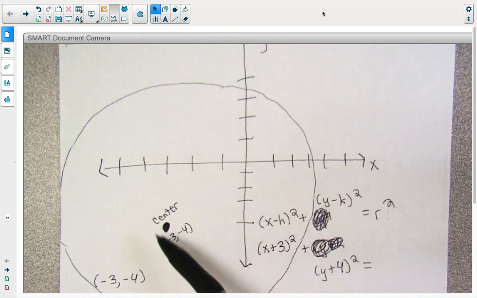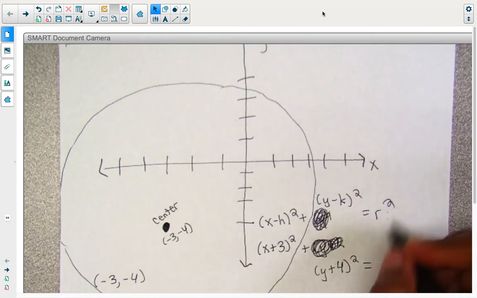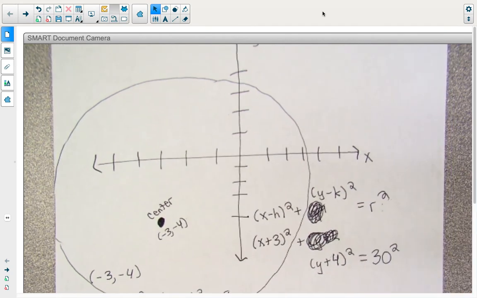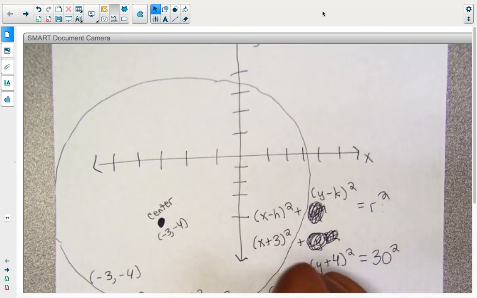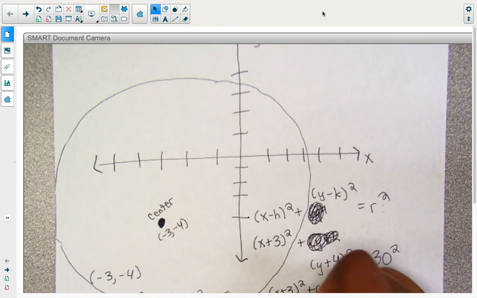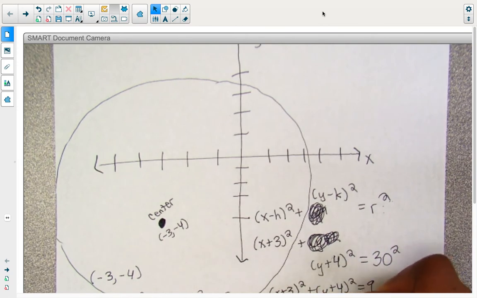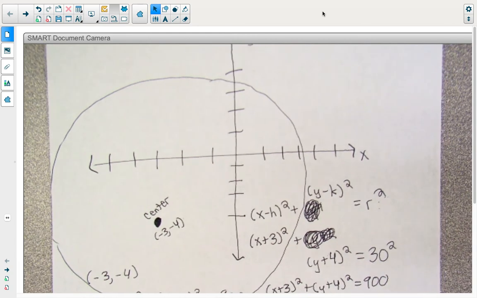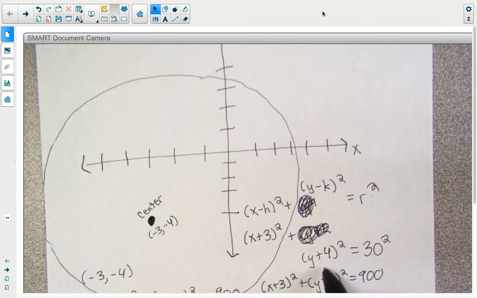My radius is 30 miles in each direction. So this is going to be 30 squared. And if I write that all out, my final answer, and I will try to make sure I write nice and careful this time, plus y plus 4 squared equals 900. So that is going to be our final answer.